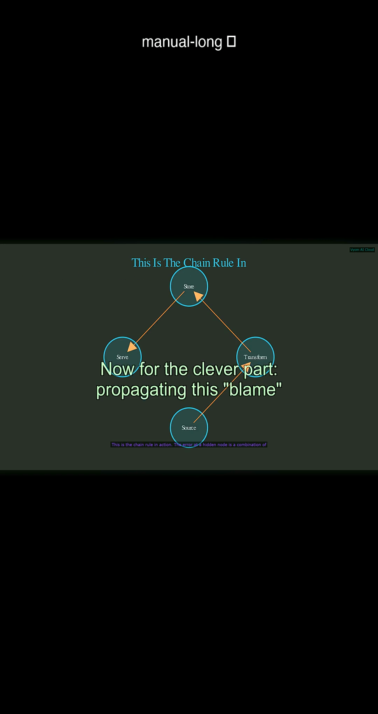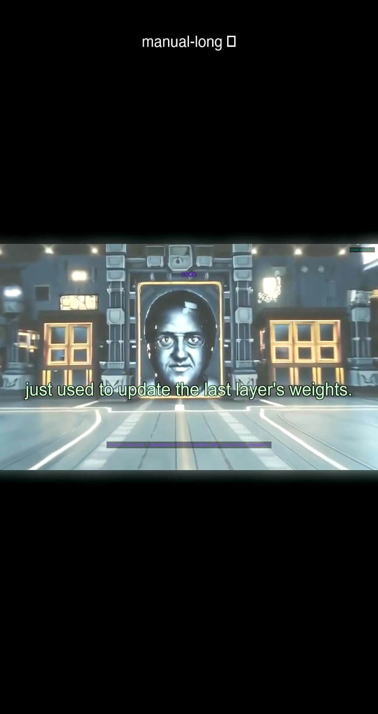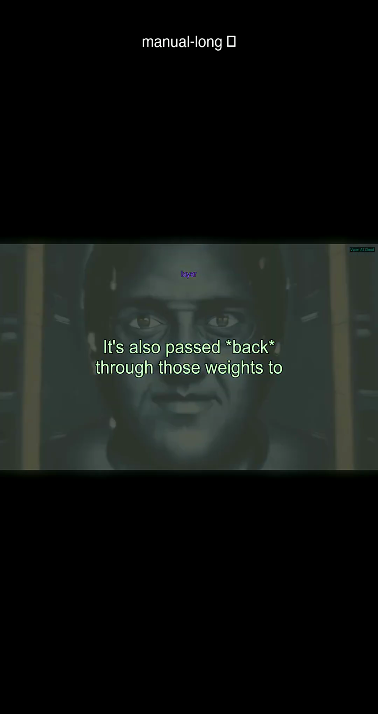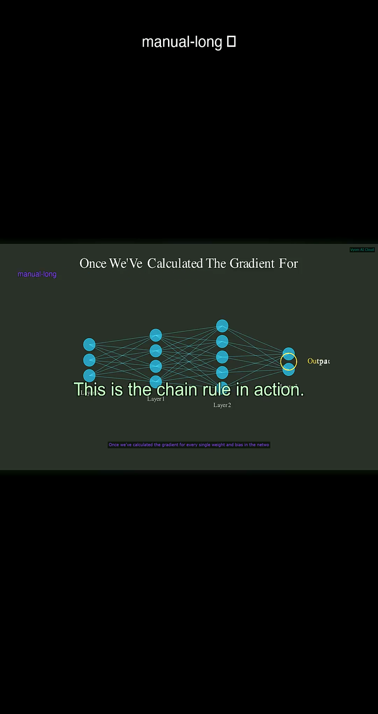Now for the clever part, propagating this blame backward. The error signal from the output layer isn't just used to update the last layer's weights. It's also passed back through those weights to the previous hidden layer. This is the chain rule in action.